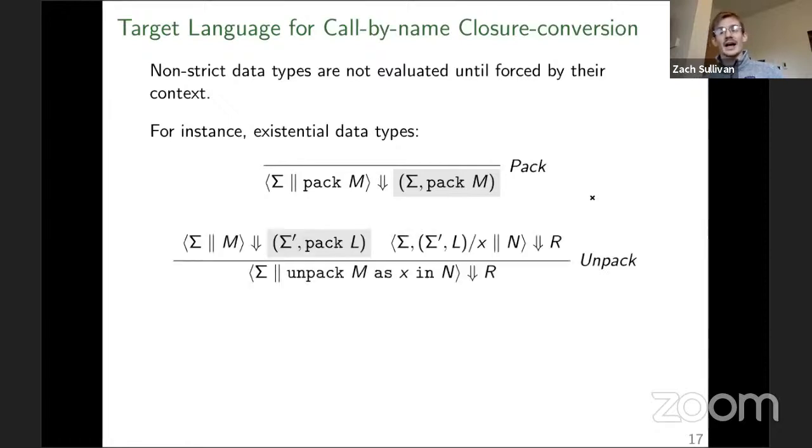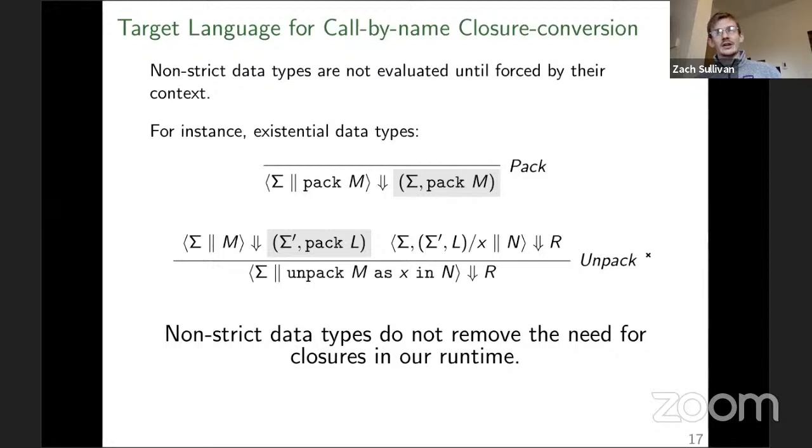And when we unpack this, we'll also pattern match on this closure and put a new closure in the environment before continuing with the body of the unpack, which is in. So in closure converting our program into a call by name target language and using non-strict data types, we haven't removed the need for closures in our runtime, which was one of the goals of closure conversion. And non-strict functions nor let expressions also require closures in our runtime.